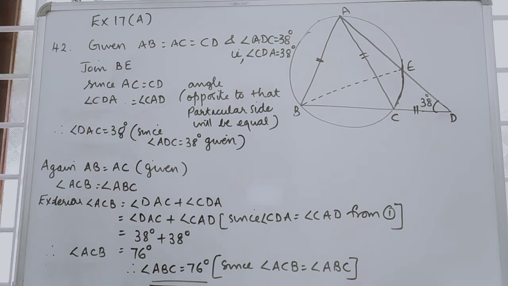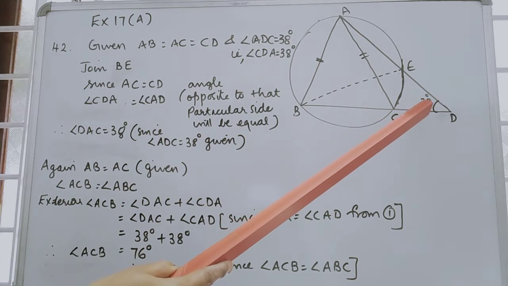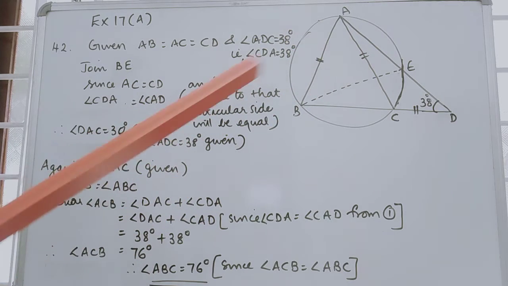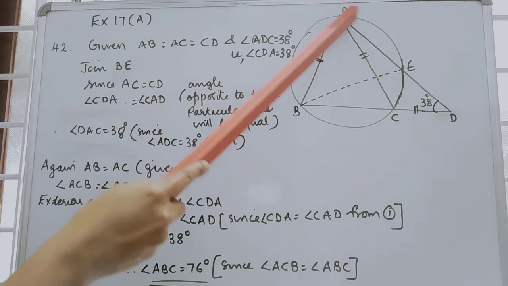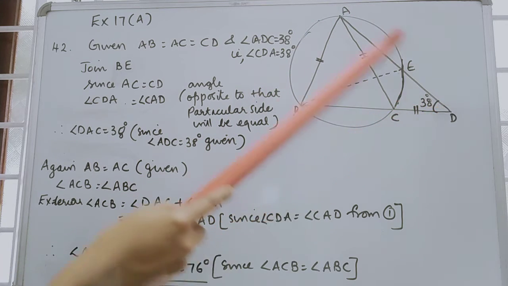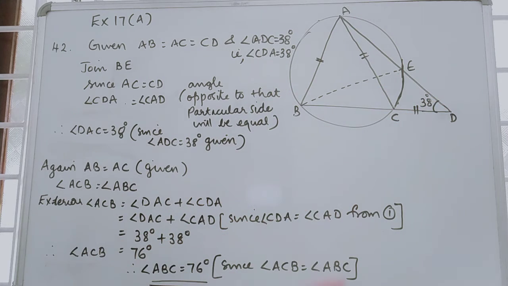Next question number 42. In the given figure, AB is equal to AC is equal to CD and angle ADC is equal to 38 degree. Calculate angle ABC. Second one, angle BEC. Given AB is equal to AC is equal to CD. These sides are equal. Also given ADC, that is CDA also, that is angle D is equal to 38 degree.